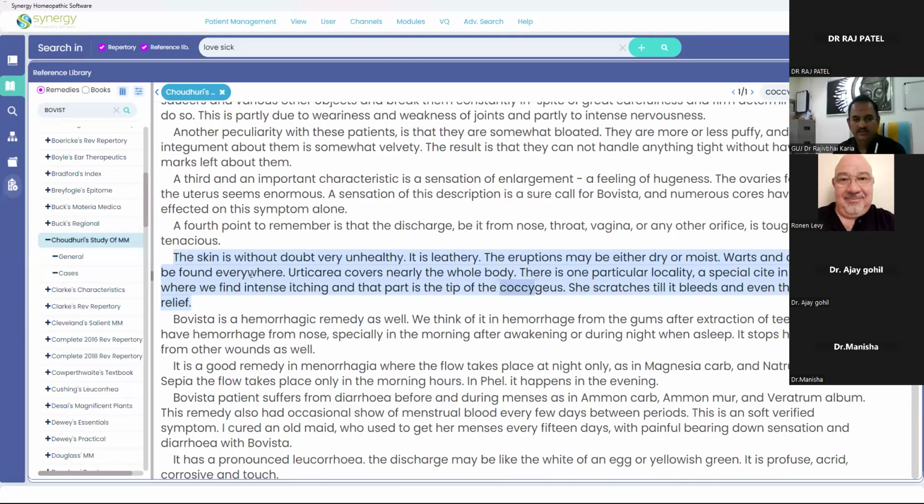See, skin is without doubt very unhealthy. It is leathery. The eruption may be either dry or moist. Warts and corns are to be found everywhere. My God, warts and corns are to be found everywhere. Urticaria covers nearly the whole body. My God.